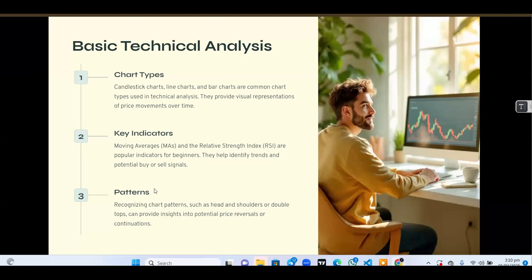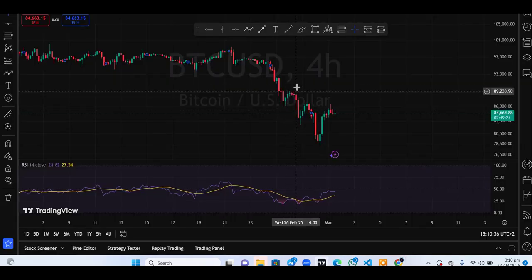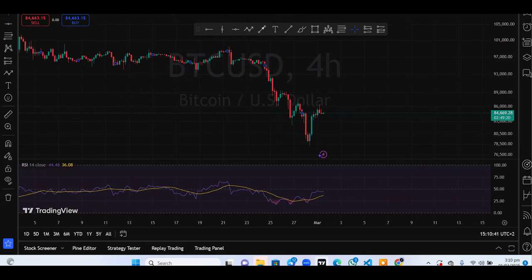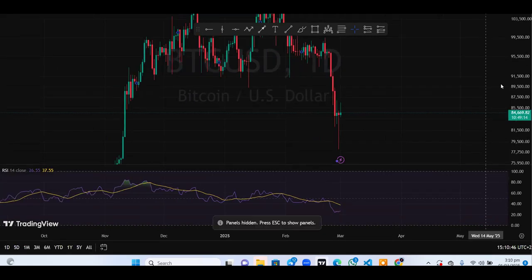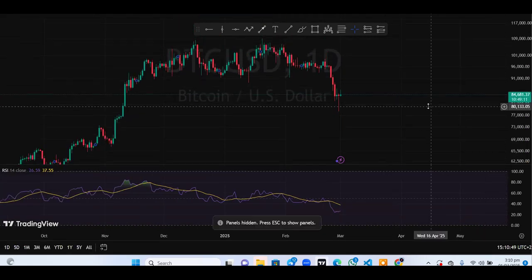I'll pass. Now, let's look at another one, patterns. The third one: recognized chart patterns, such as a head and shoulders or double tops, can provide insights into potential price reversal or continuation. So for patterns like head and shoulders, I will put this on a daily chart, BTC. It is very important. And then let's look at the reversal.